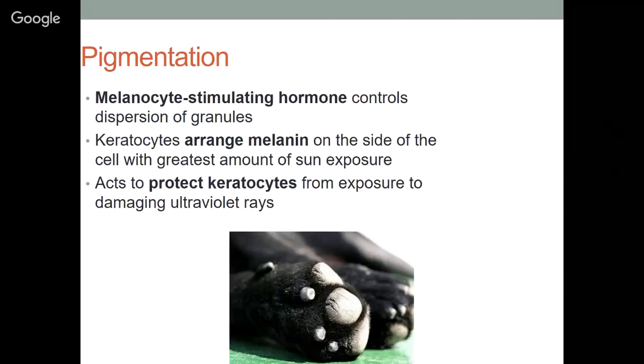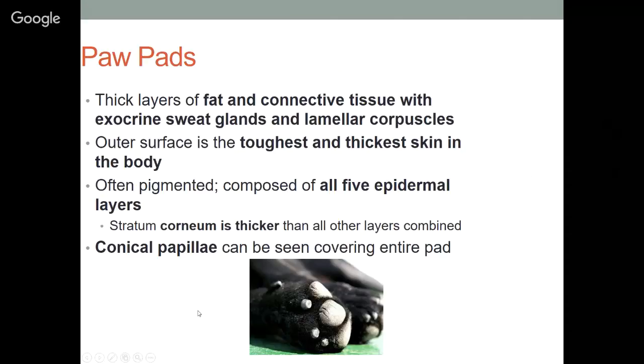Paw pads are thick layers of fat and connective tissue with exocrine sweat glands and lamellar corpuscles. This is important to remember because dogs and cats, well, primarily dogs, don't have a way to sweat throughout their skin. So the only place they do sweat is in their paw pads. If you've ever seen a dog on a hot day walk across a smooth surface and you see the paw prints, but he hasn't walked through water, that's because he's sweating, and what you're seeing is the sweat on the bottom of the paws.